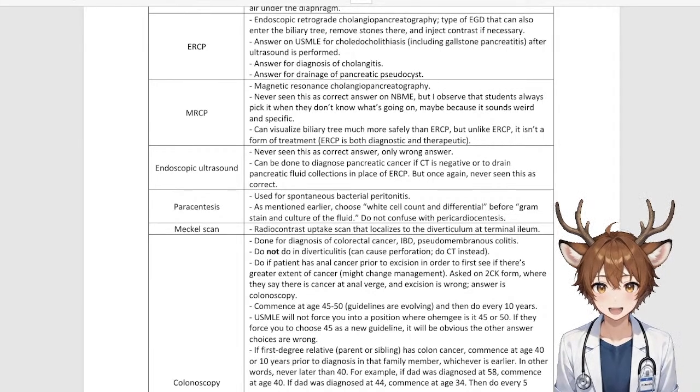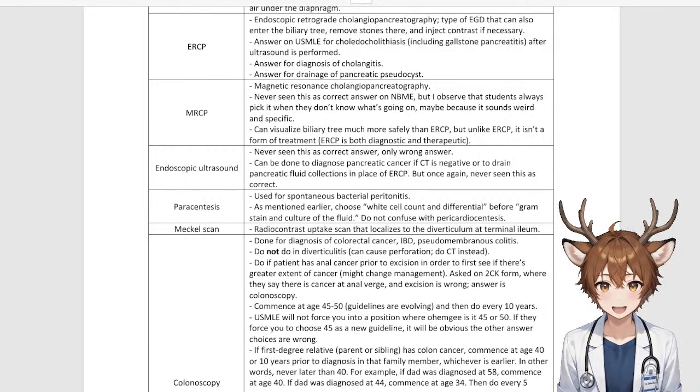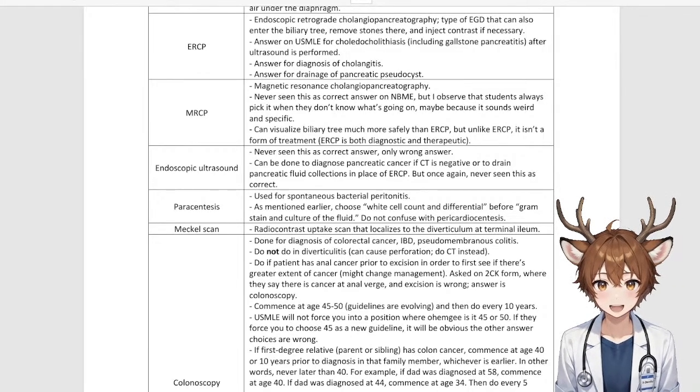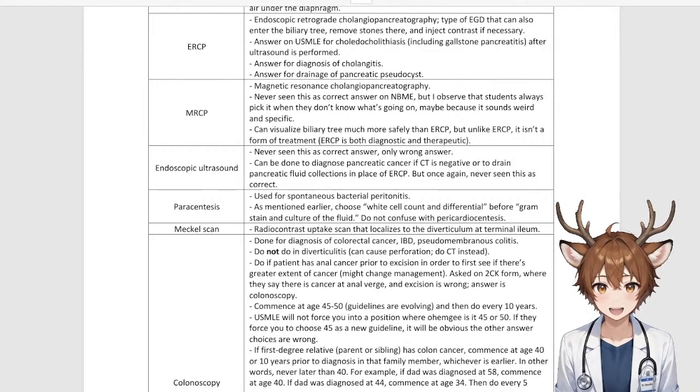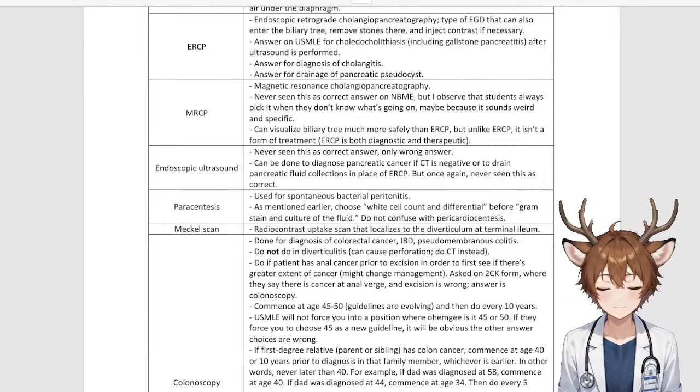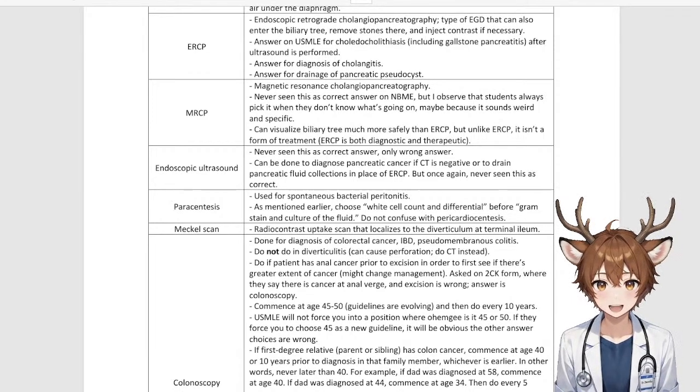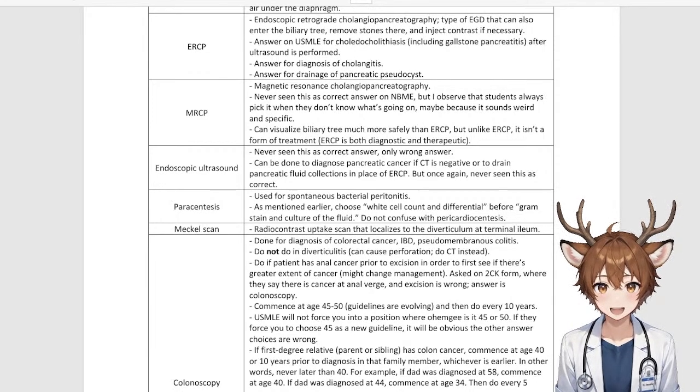So, answer for diagnosis of cholangitis, answer for drainage of pancreatic pseudocyst, and answer on USMLE for choledocholithiasis, after the ultrasound is performed, of course. Again, ERCP refers to endoscopic retrograde cholangiopancreatography.